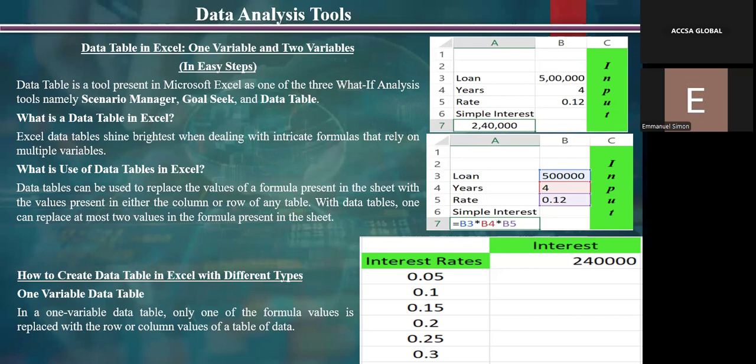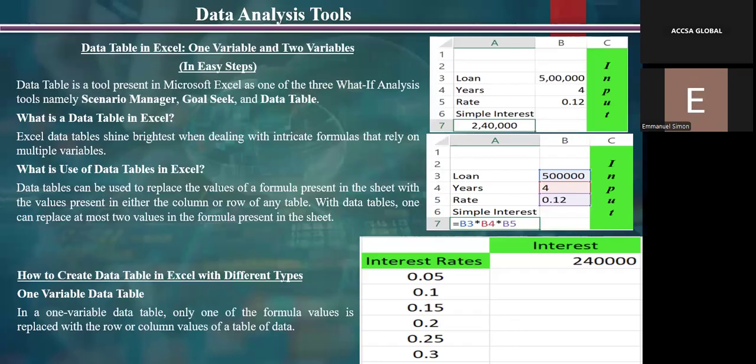Now, this is another tool that is very important when you are dealing with data in Excel. Data table is a tool in Microsoft Excel, one of the 3 what-if analysis tools that we stated earlier on. We have the scenario manager, we have the goal seek, and the last one is the data table. So what is a data table in Excel? Excel data tables shine brightest when dealing with intricate formulas and relying on multiple variables.